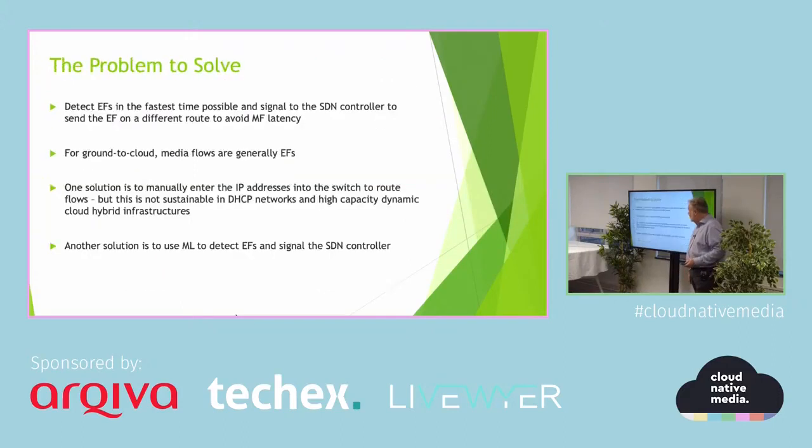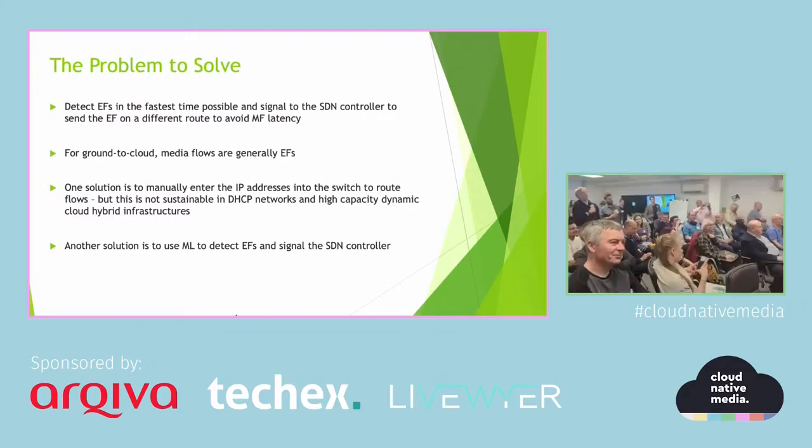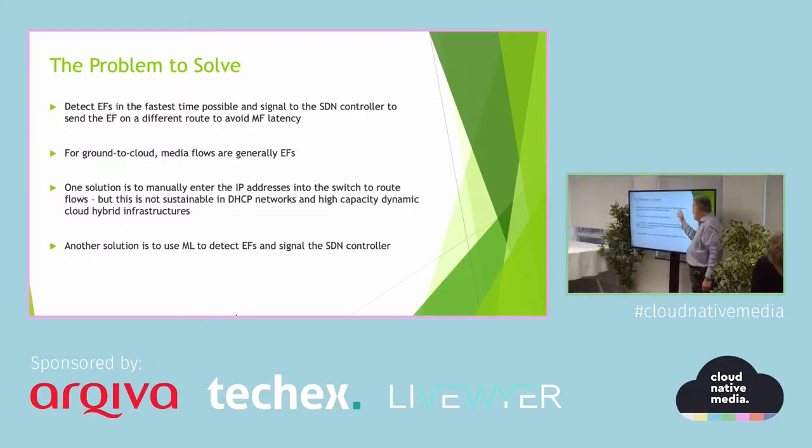Right, so the problem to solve, after all of that, we've now come to the problem I'm trying to solve. And that's to detect elephant flows in the fastest time possible and signal to the SDN controller to send the elephant flow on a different route to avoid mice flow latency. That's the problem to be solved.